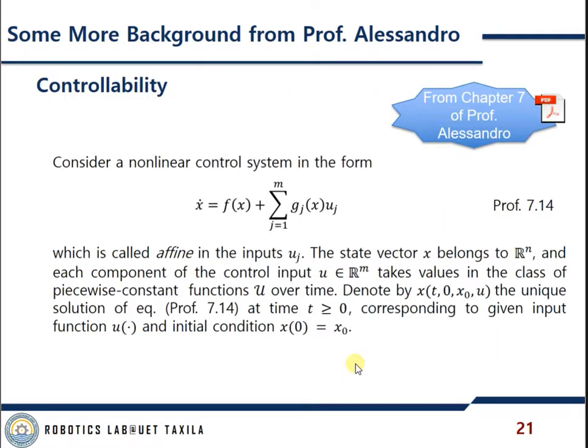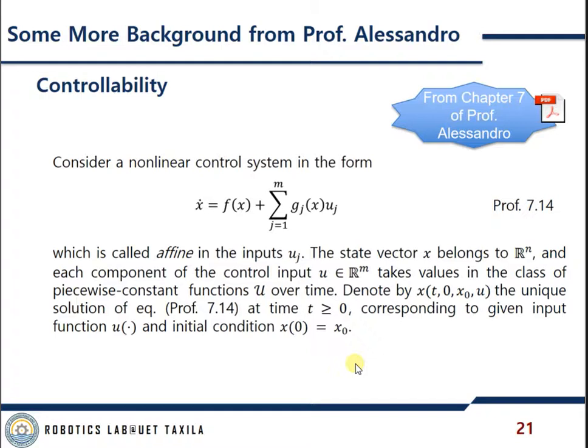So, controllability. Consider a nonlinear control system in the form x dot equals f of x plus some m inputs, with the vector fields g called affine in the inputs uj. The state vector x belongs to some n-dimensional space, and each component of the control input u belongs to an m-dimensional space and takes values in the class of piecewise constant functions u over time. It's piecewise constant. I think this is piecewise continuous.